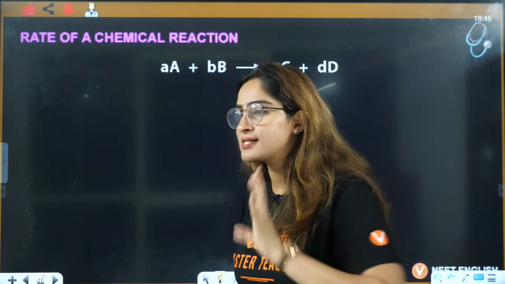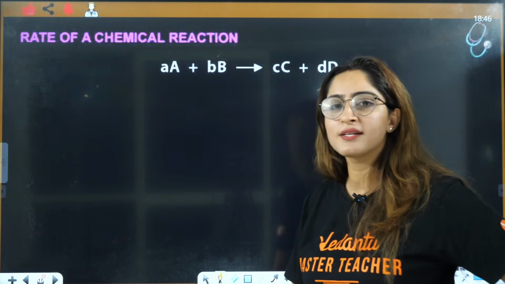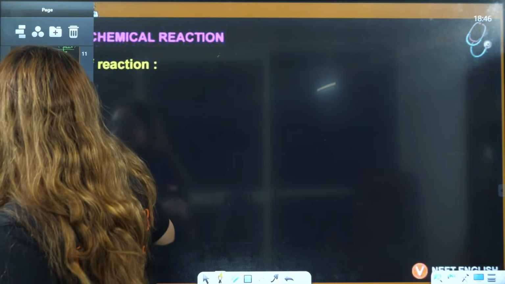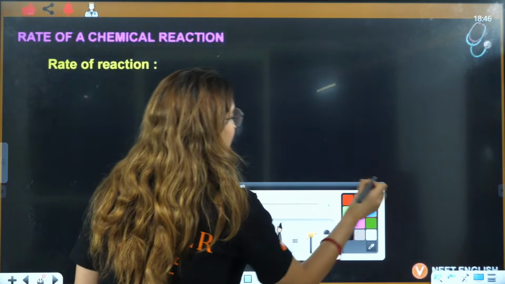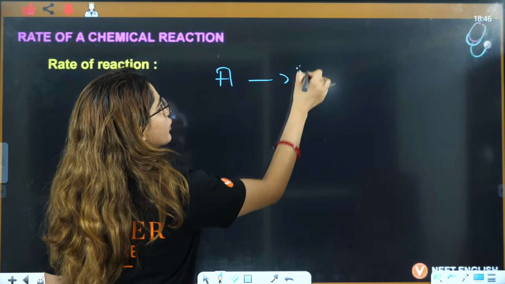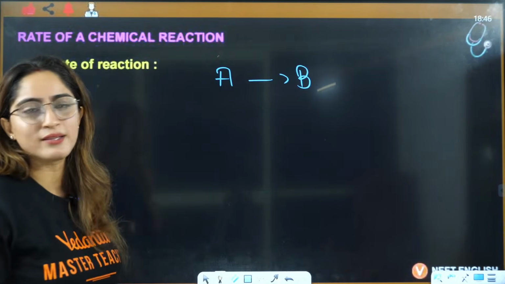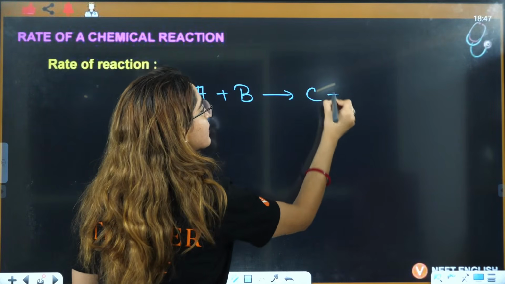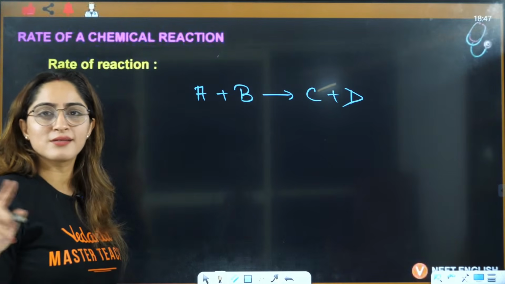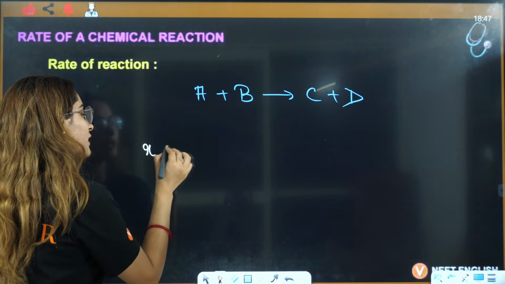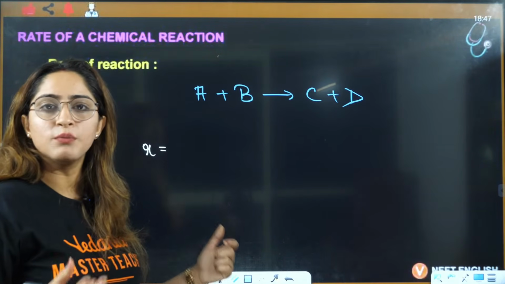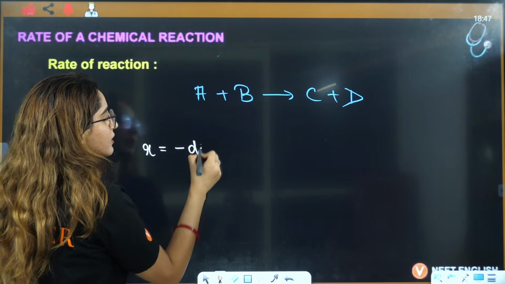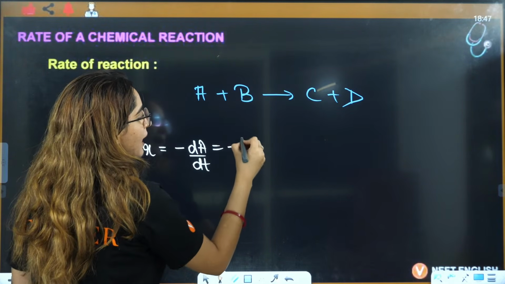Now, moving one step ahead, students, see one thing. Let's say I talk about a reaction where A plus B gives rise to C plus D. Now I am asking you, what should be the rate here? You should write rate in terms of reactants and products, all of them. In terms of reactant A, it should be minus dA by dt. In terms of B, it will be minus dB by dt.